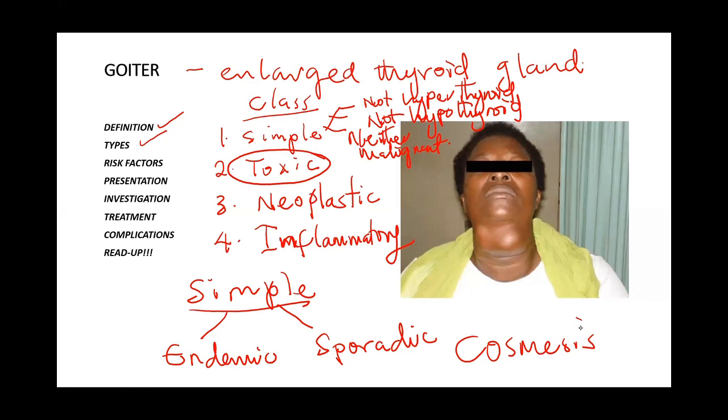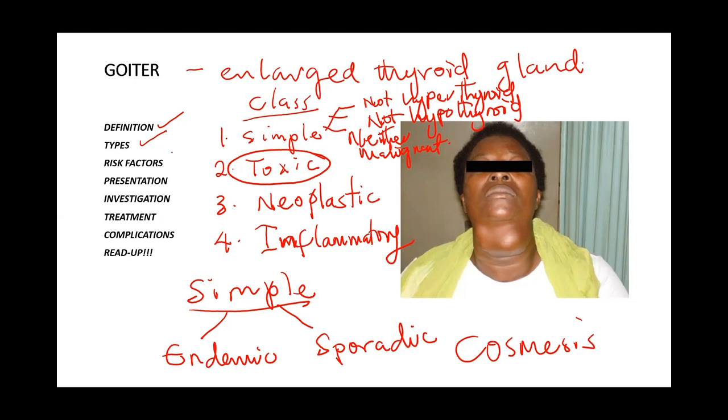Inflammatory goiters, of course, there are different types of inflammatory goiters. They present with pain and features of inflammation. You'll see warmth, redness of the overlying skin, tenderness, and there are various types. It could be acute suppurative thyroiditis, Hashimoto's thyroiditis, that is autoimmune thyroiditis, disease-specific thyroiditis, and various types and their classification. Okay, so these are the various types.